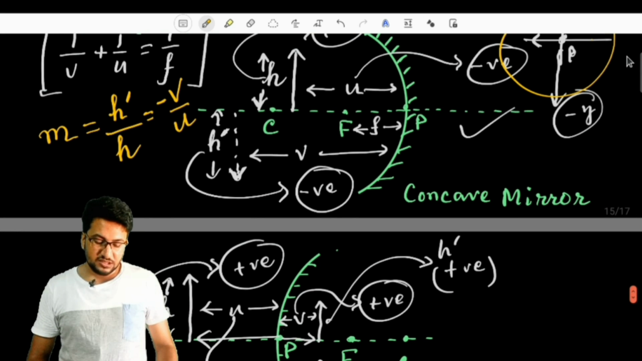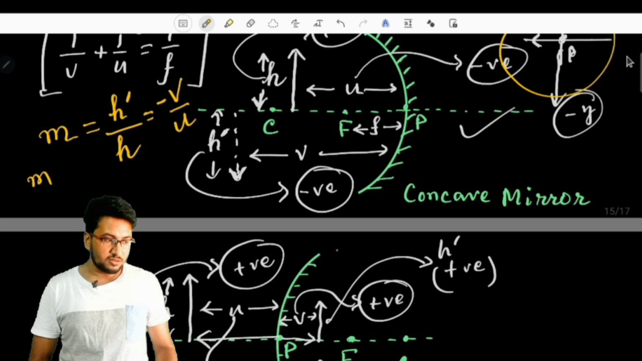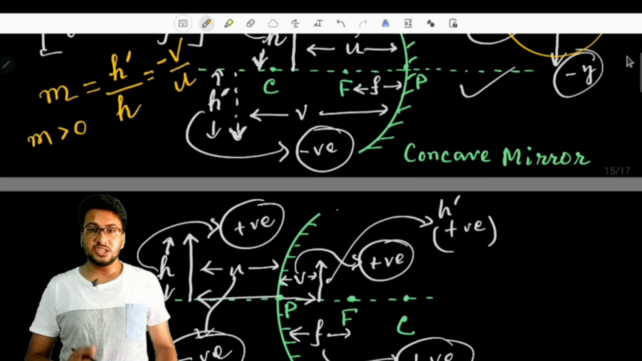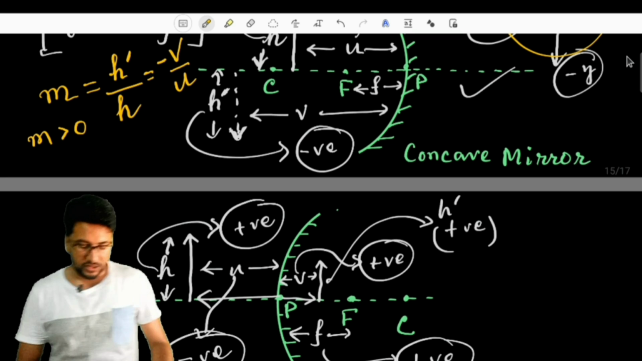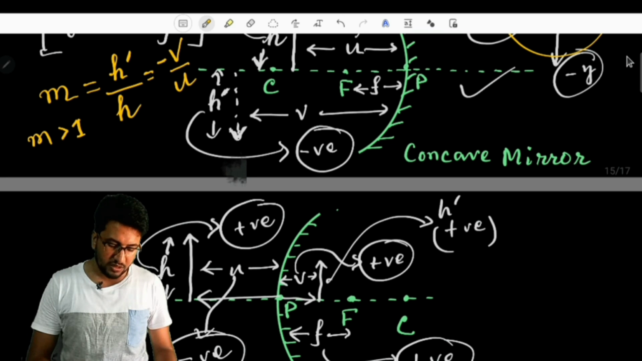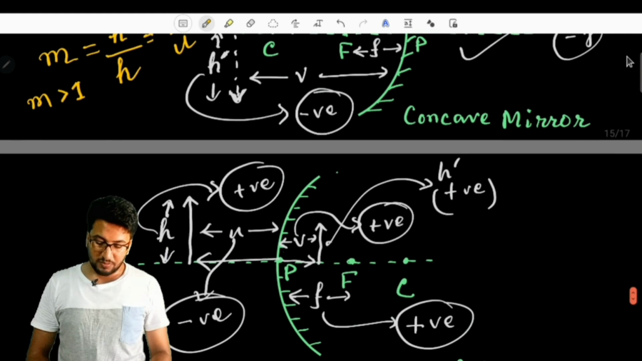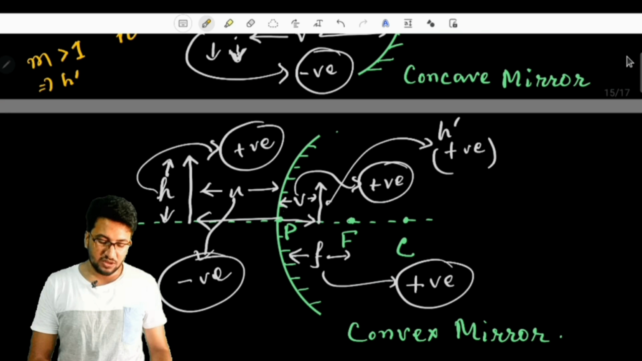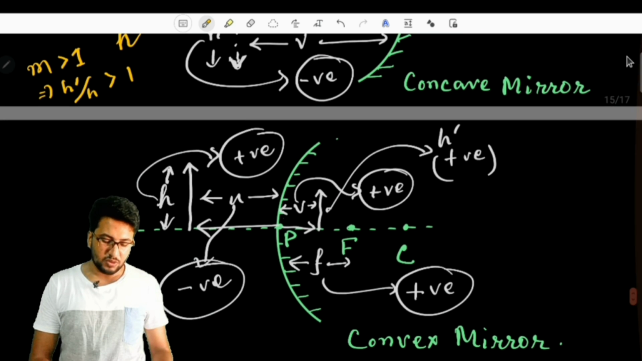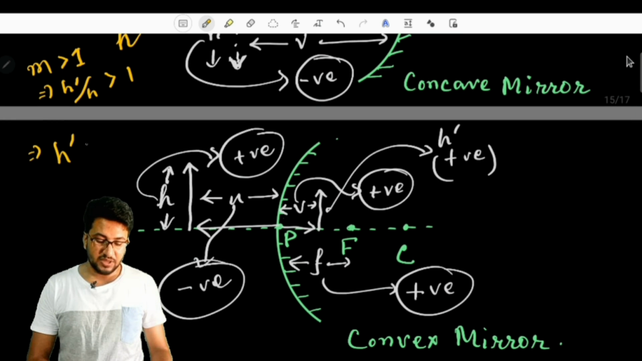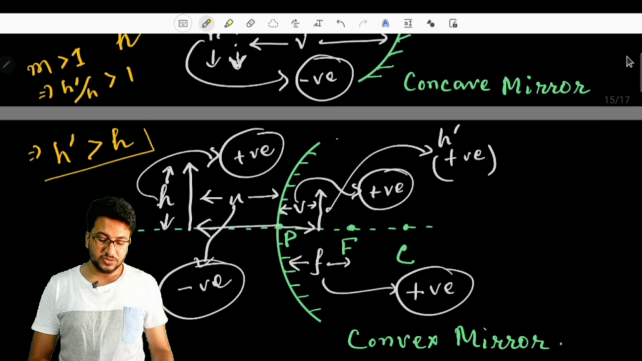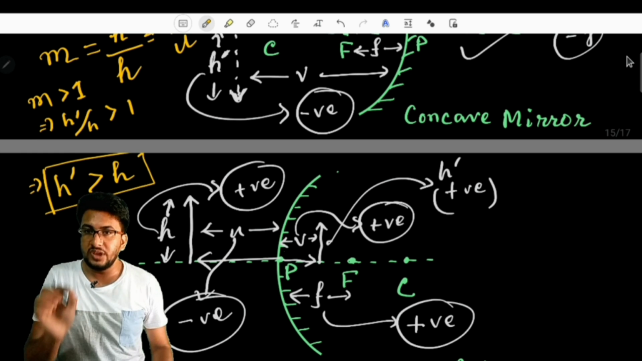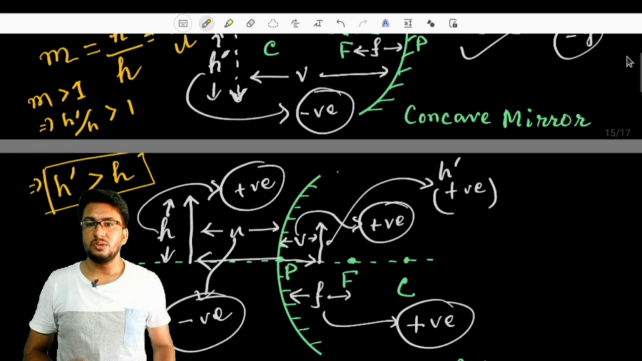You can see that if the magnification is greater than 1, that means height of the image by height of the object is greater than 1, which implies that the height of the image is greater than the height of the object. In such a case, when the magnification is greater than 1, we say that the image size will be magnified.